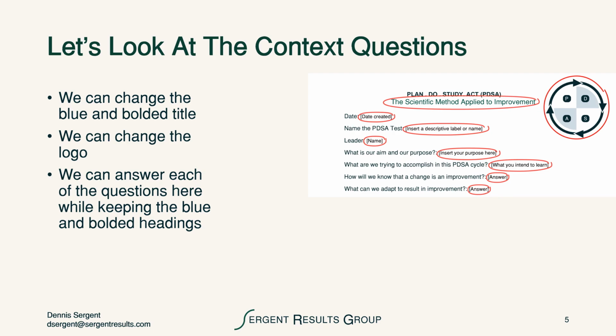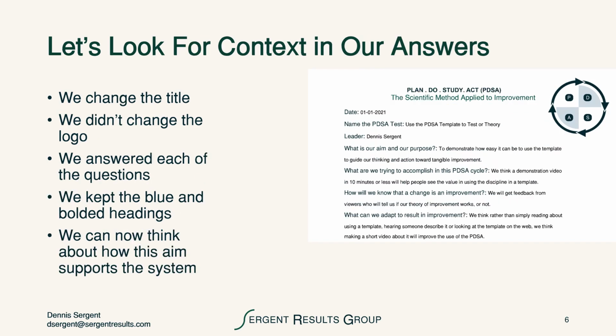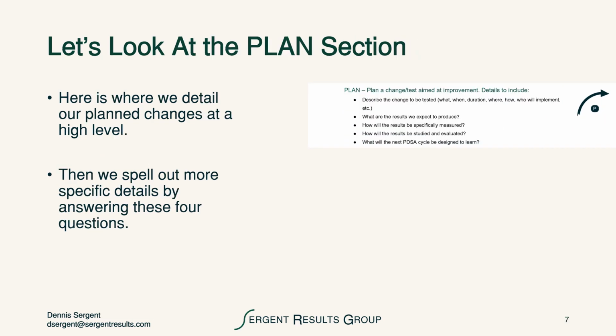Let's look at the context questions. We can change the blue and bolded title, make it fit our specific theory we're going to test. We can also change the logo, and we can begin to answer these context questions here while keeping the blue and bold headings. We look for context in our answers. In this case, we changed the title. We did not change the logo, but you could certainly do that. We answered each of the questions, and we kept the blue and bold headings.